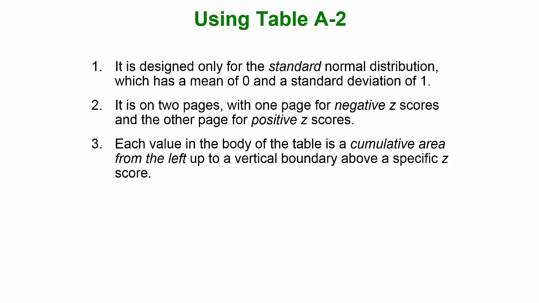Table A2 is designed only for the standard normal distribution. In the standard normal distribution, the mean is 0, standard deviation is 1. So only for this graph where you have this on your number line. However, in most cases, the mean is not 0, so we're going to have to do a z-score conversion to make it be the standard distribution. Now, when you have table A2, it's 2 pages. One page has negative z-scores, one page has positive z-scores. Each value, again, is cumulative area from the left of your z-score.